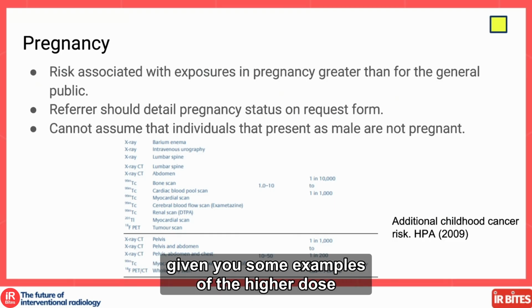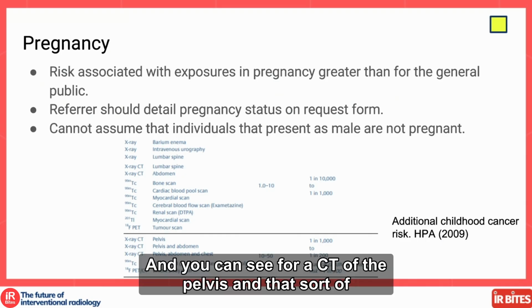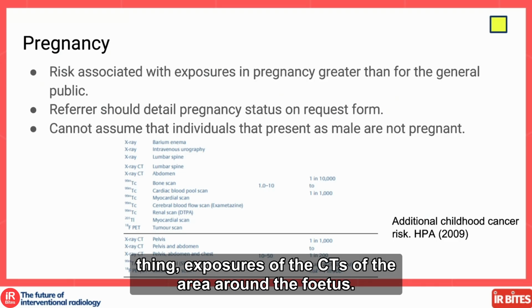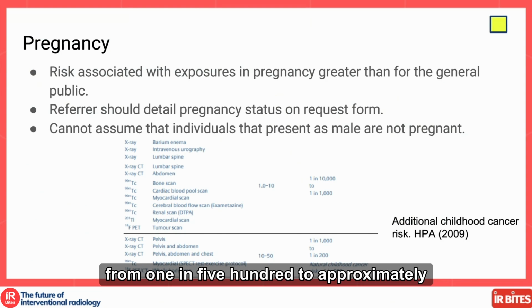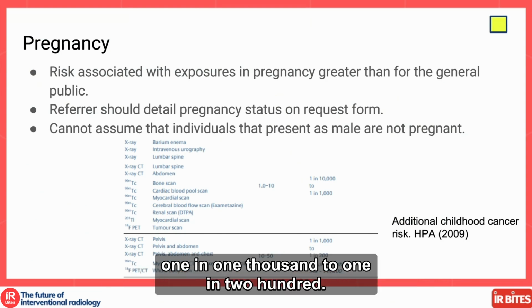On that slide, I've given you some examples of the higher dose exams and the additional risk of childhood cancer. You can see for a CT of the pelvis and that sort of thing, exposures of the CTs of the area around the fetus, you can get an approximate doubling of the natural childhood risk of cancer. So from 1 in 500 to approximately 1 in 1,000 to 1 in 200.